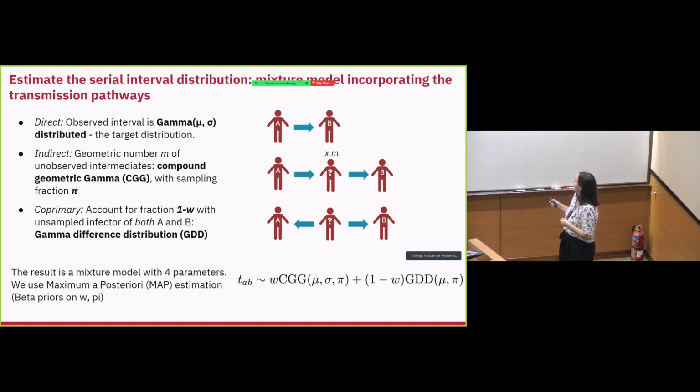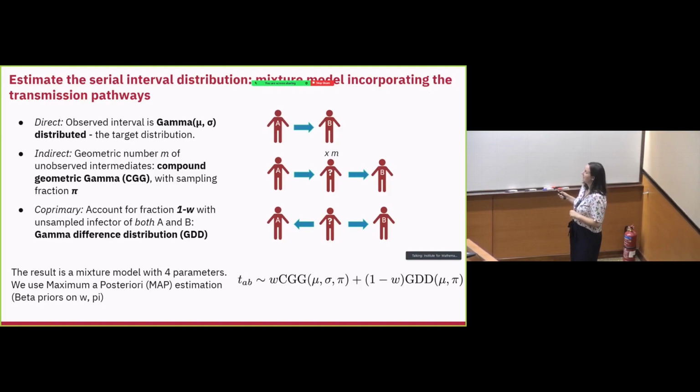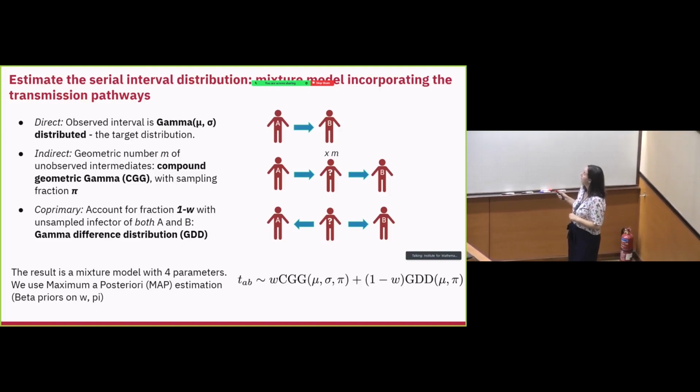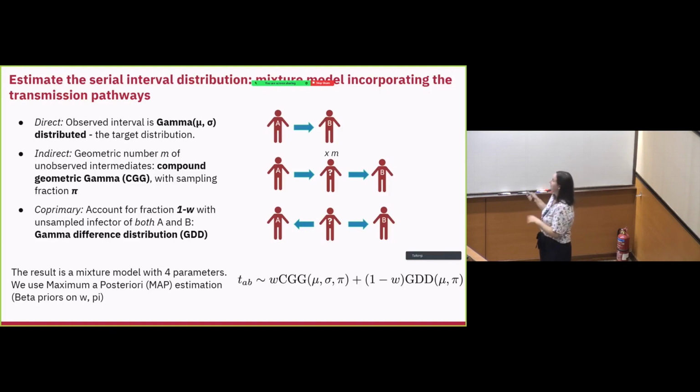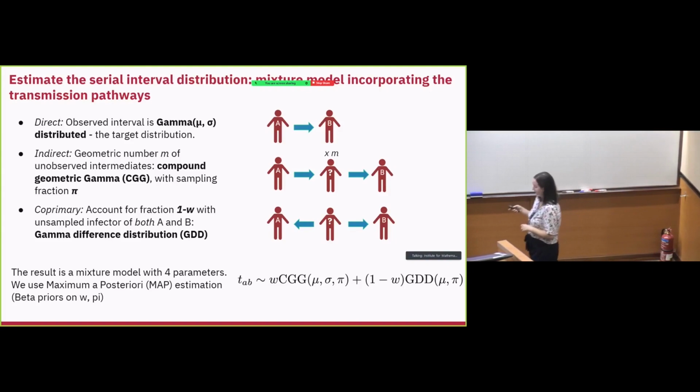And that gives us a slightly informally written distribution for the time that we see between A and B here. If you're asking why the direct case does not come into this, I've just got my compound geometric and my gamma difference. It's because you can think about the direct case as a simplification of the compound geometric when M is 0. So these collapse into one.